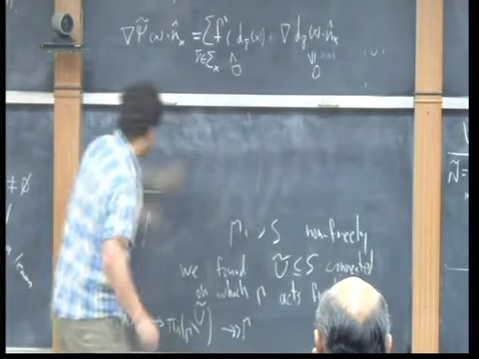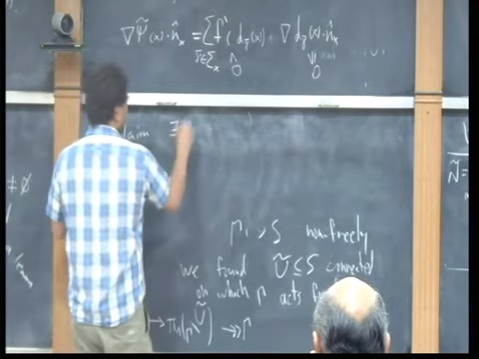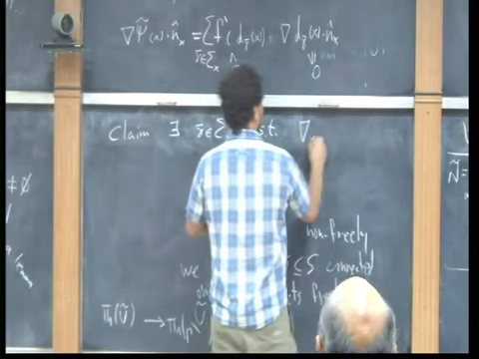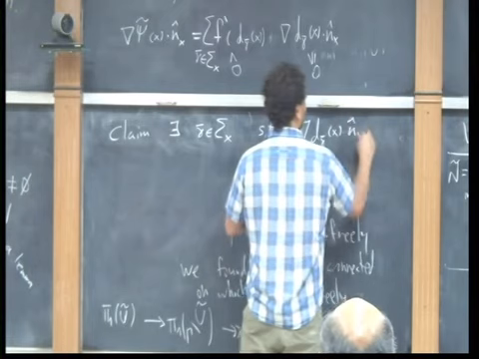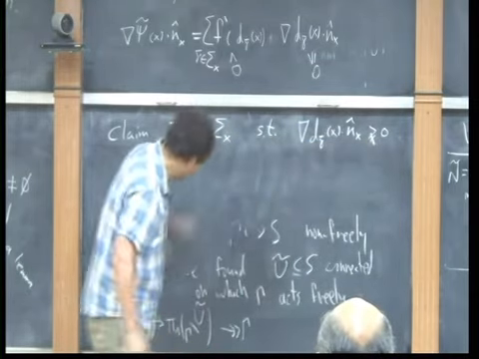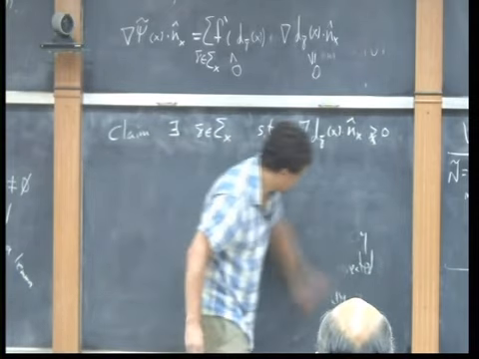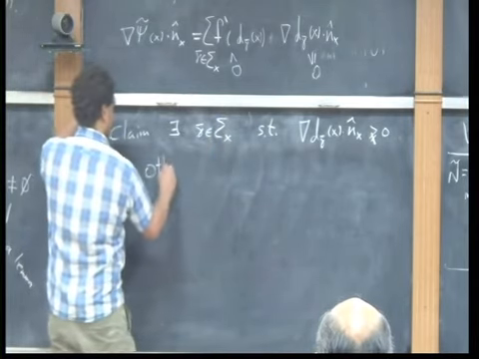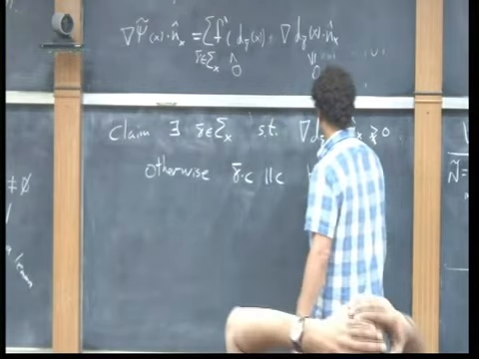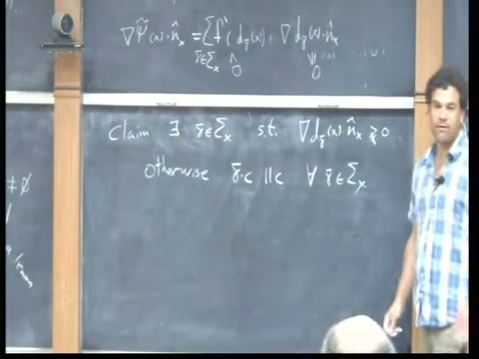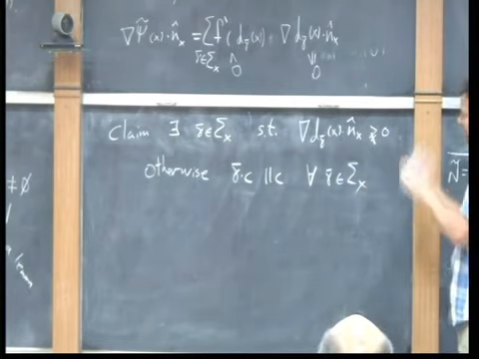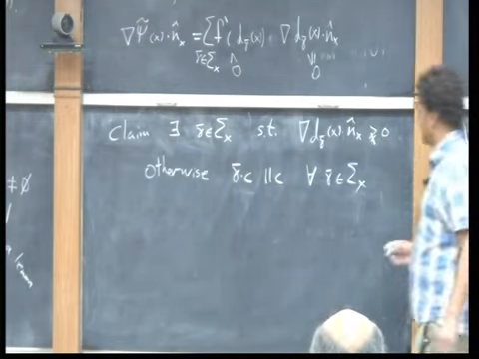I claim, and this will finish the proof, claim there exists gamma bar in sigma X such that the gradient of d gamma bar at X times N is strictly positive, not equal to zero. And why is that? Otherwise, gamma bar C will be parallel to C for every gamma bar inside sigma X. If the derivative, it's a smooth function, and if the derivative is zero, then it's zero also in the past, and then it's zero all the time, so it's parallel.